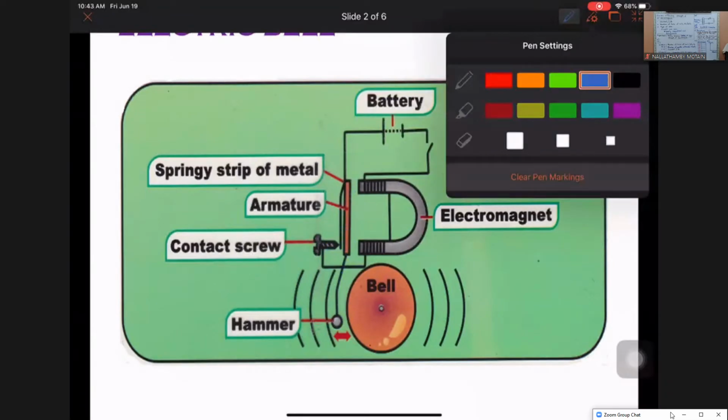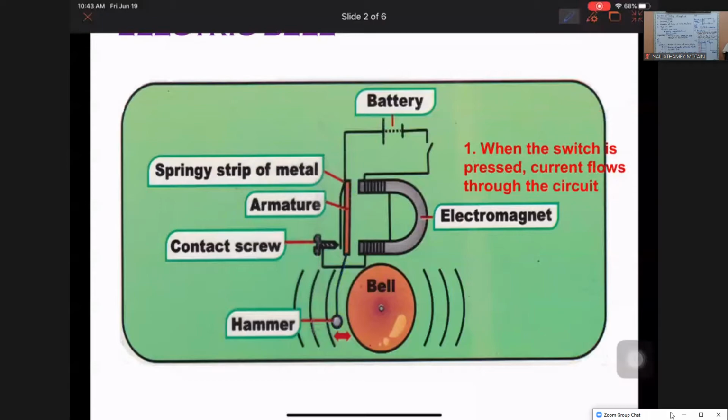Now I repeat again, one by one. First, when the switch is pressed, current flows in the circuit. Good. Number two, the iron core is magnetized. Which one? This one. It becomes an electromagnet.